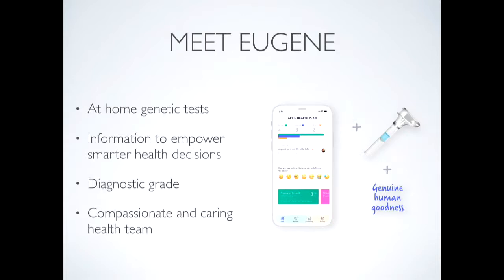way. So meet EUGENE. So my company is EUGENE. I'm the CTO. So we provide at-home genetic testing that enables people to make smart decisions about their health. Our tests are diagnostic grade, which means that they can be used by doctors to help you make a health plan. And through our app, you get access to a compassionate and caring health team.